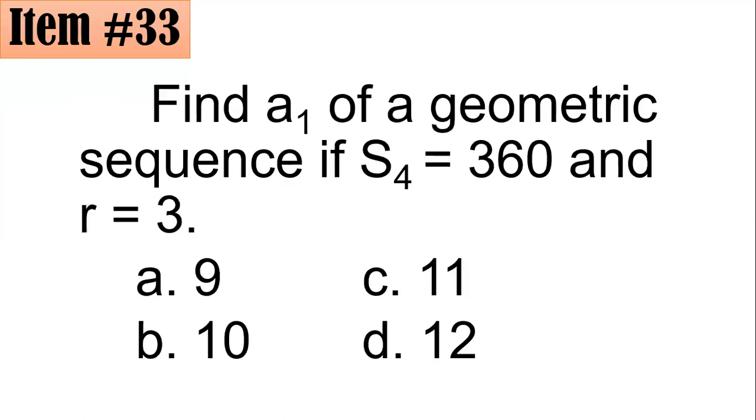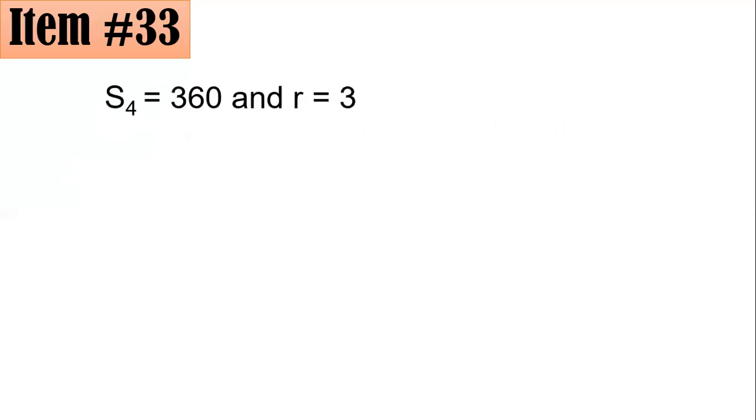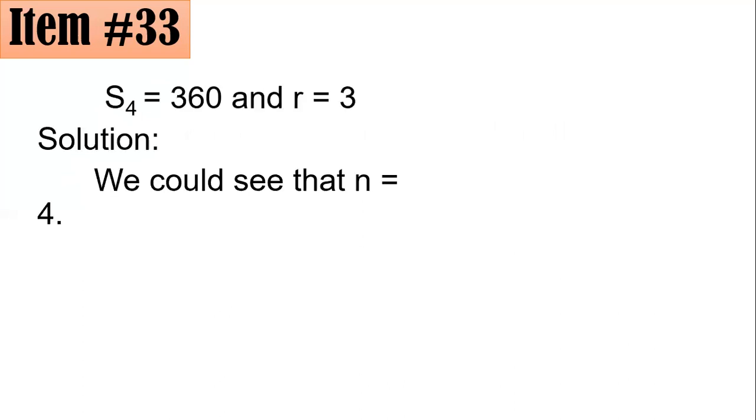33. Find a sub 1 of a geometric sequence if S sub 4 equals 360 and the common ratio is 3. Did you go for 9, 10, 11, or 12? For this particular case, we have to remember that these are the two givens, and that n is 4. How come we see n is 4? Because that is the subscript here.